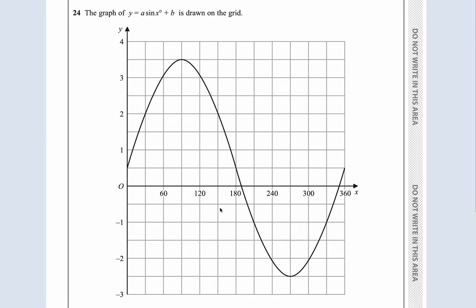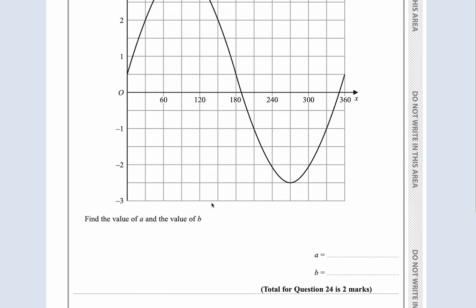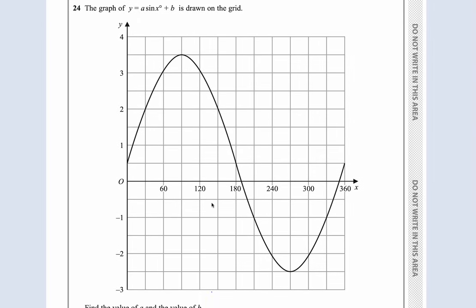Okay, question 24. Okay, we have the graph of a sine x plus b. Find the value of a and the value of b, 2 marks. Okay, guys, I like these questions. If you understand how a and b work, you'll be okay with this question. B is the middle, or what I call the equation of the principal axis.